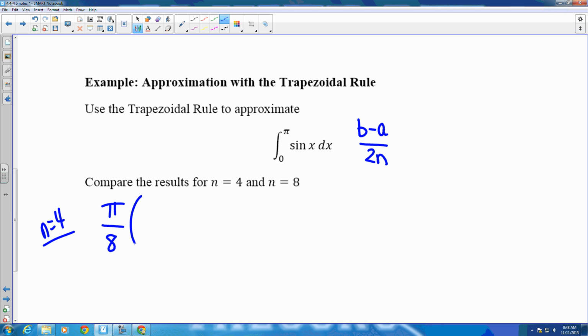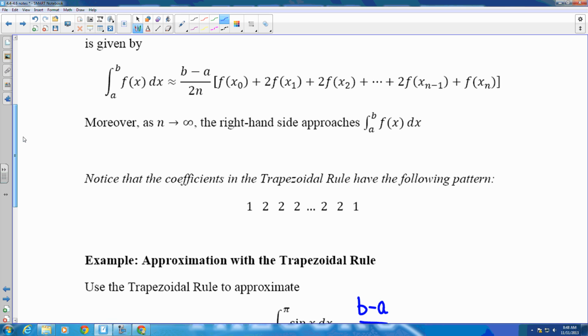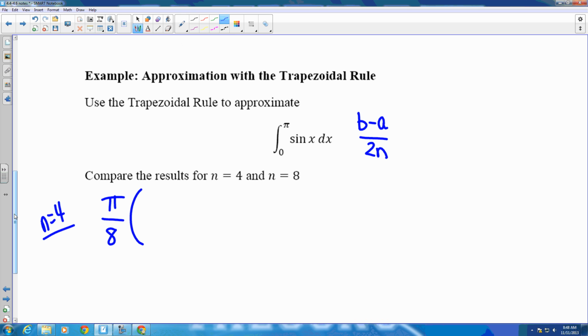And then we multiply that by, and the rule says, f of 0, f of x1, f of x2, and so on. So the first and the last are not going to have 2's in front of them, but everything in the middle will. So if n is 4, we need to figure out what those intervals are. If we're splitting up 0 to pi, our intervals are going to be 0, pi over 4, pi over 2, 3 pi over 4, and pi. As you can see, there's 5 numbers, but there's 4 intervals. So 0 to pi over 4, pi over 4 to pi over 2, so on.